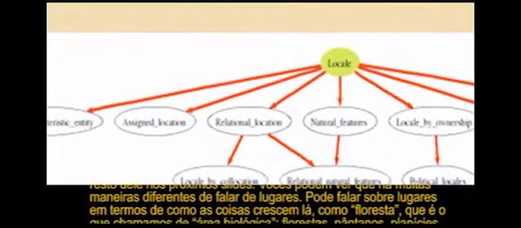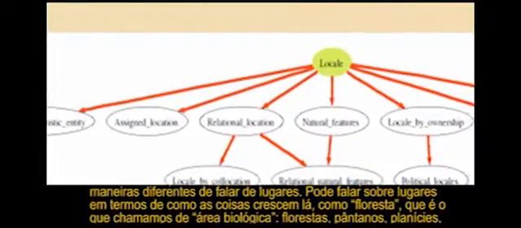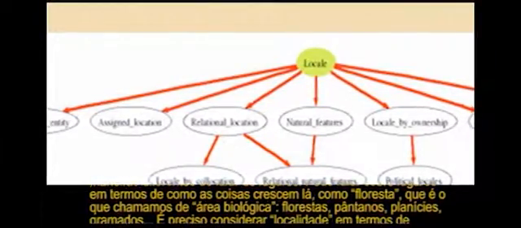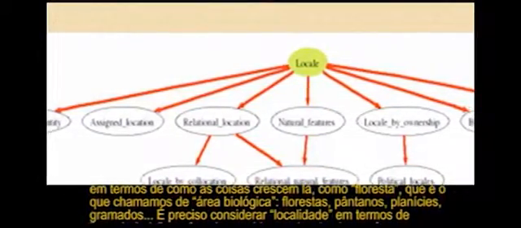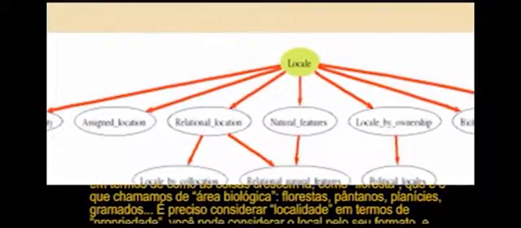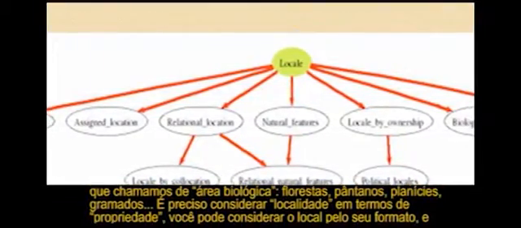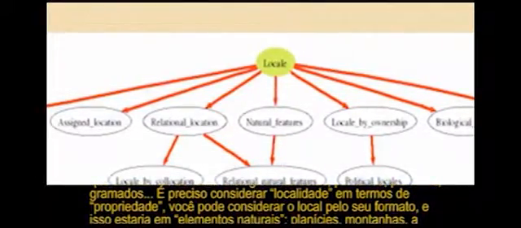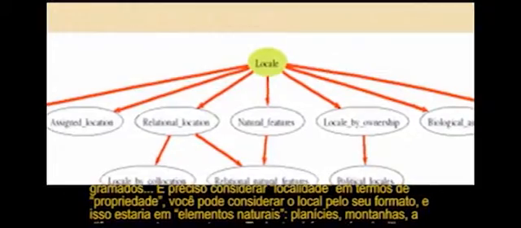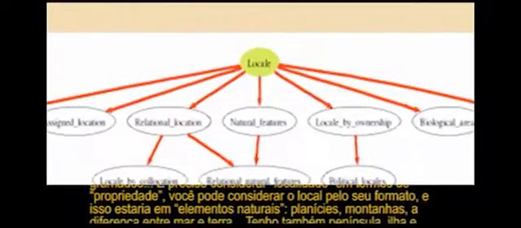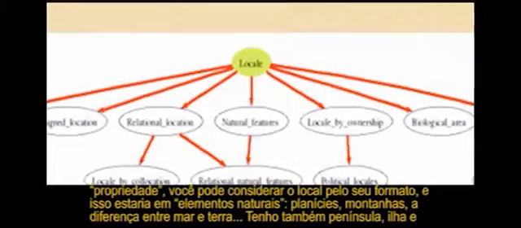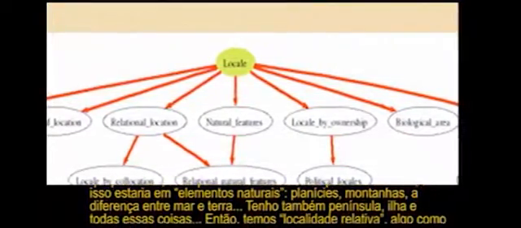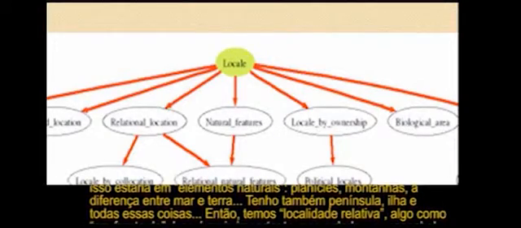And then you have to consider locale by ownership. Then you can consider locale by how it is shaped, and that's natural features. So mountains, plains, and the difference between sea and land. We also have peninsula, island, all of these things in there. Then we have relational location. So relational location is things like front.